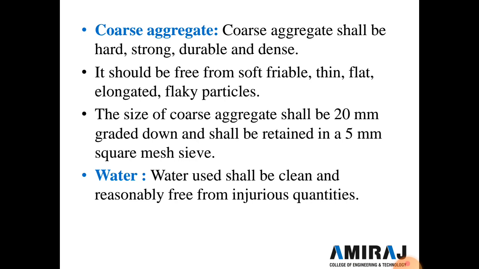Now the third material we use to prepare concrete is coarse aggregate. Coarse aggregate shall be hard broken stone of granite or similar stone, and it should be hard, strong and durable material, free from soft, friable, thin, flat, elongated, flaky particles, and it should be clean and free from dust, dirt, vegetable and organic matter unless specially mentioned. The size of the coarse aggregate shall be 20 mm graded down, and shall be retained on a 5 mm square mesh sieve. And at the last we add the water.